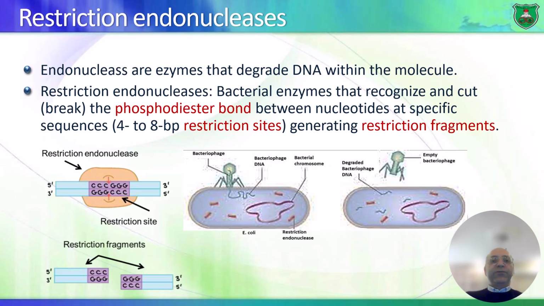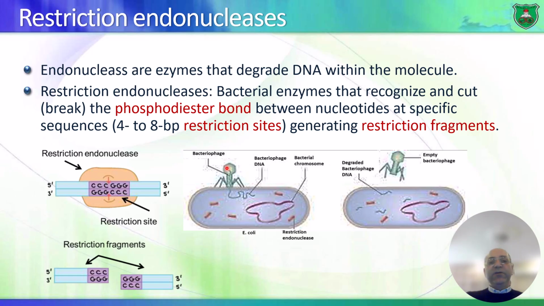Restriction endonucleases are bacterial enzymes that cleave DNA. What they do, basically, is recognize restriction sites, short DNA sequences, and they cleave within these sites, forming restriction fragments. These are natural enzymes that exist in bacteria, and the natural purpose of these enzymes is to cleave bacteriophage DNA. Bacteriophages are viruses that can infect bacterial cells, and they take over these bacterial cells.